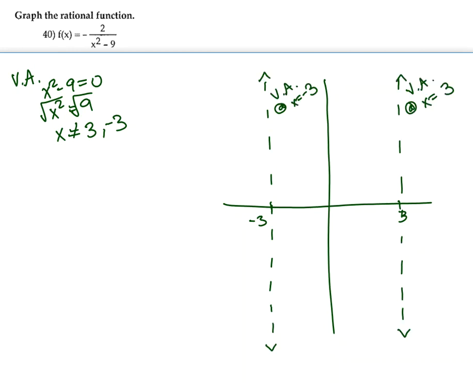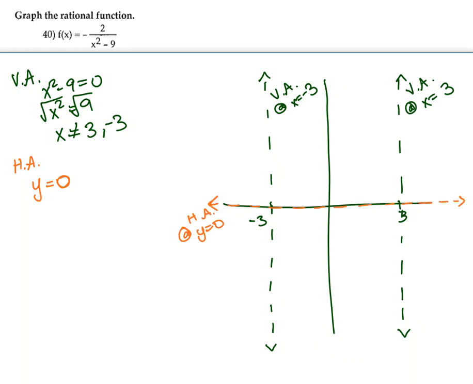Next, we're going to look for horizontal asymptotes, if there are any. Horizontal asymptotes have to do with the degree in the numerator versus the degree in the denominator. The degree in the numerator is 0 and the degree in the denominator is 2. So the degree in the denominator is bigger, which means we have a horizontal asymptote at y equals 0. If you need a refresher on horizontal asymptotes, take a look at the video for question 36, where there is a detailed explanation.